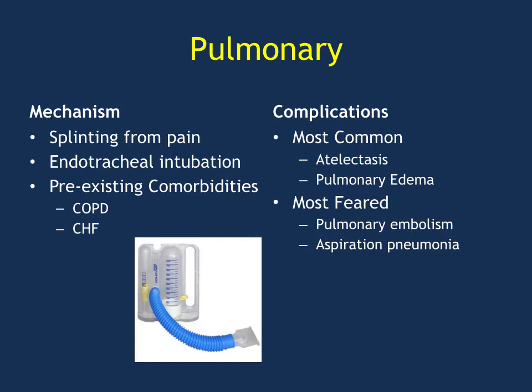And of course, this is affected by pre-existing comorbidities of the patient. So patients with COPD or a history of congestive heart failure are at greater risk for having pulmonary complications. Most common complications include atelectasis, which is relatively benign. Pulmonary edema can occur with volume overload, but the most feared ones are pulmonary embolism as well as aspiration pneumonia.